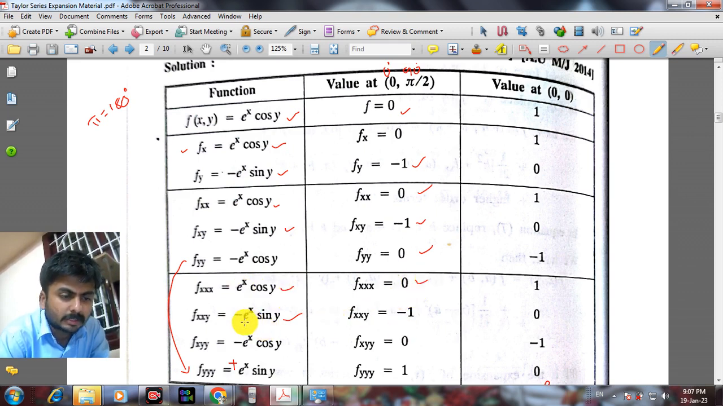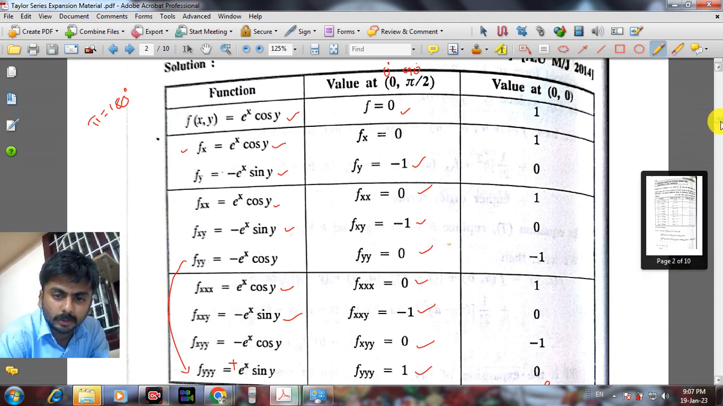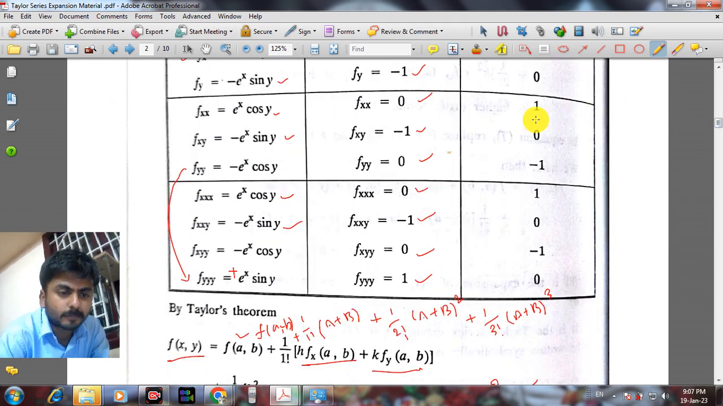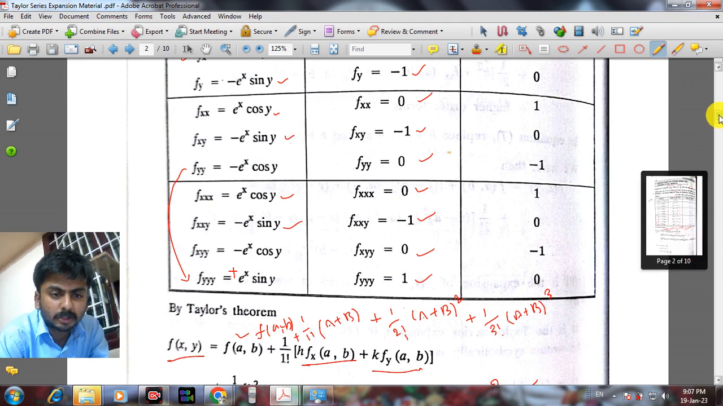Here minus e power x, that is minus e power 0 is minus 1 into sin 90, that is 1. So minus 1 into plus 1, minus 1. And here we are having minus e power x cos y, so once again you get 0. E power x and y, you will get plus 1. Then you get plus 1. Finally you are having all the values for these terms.